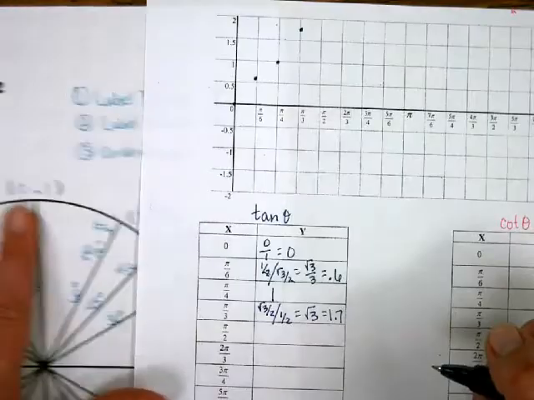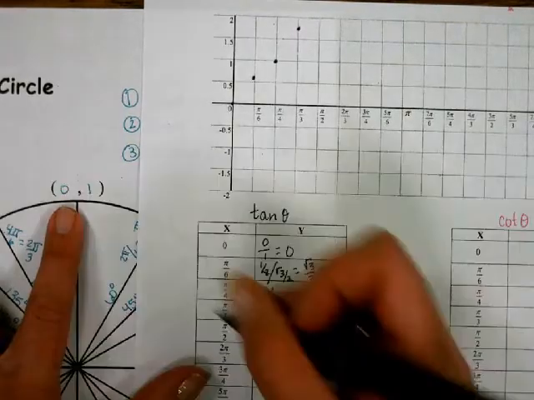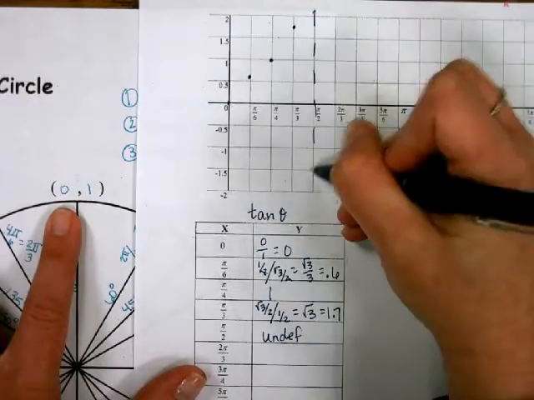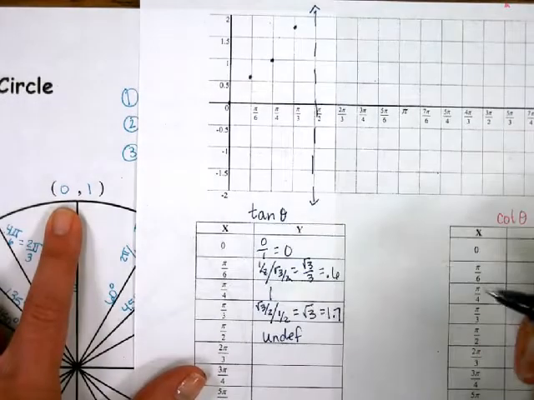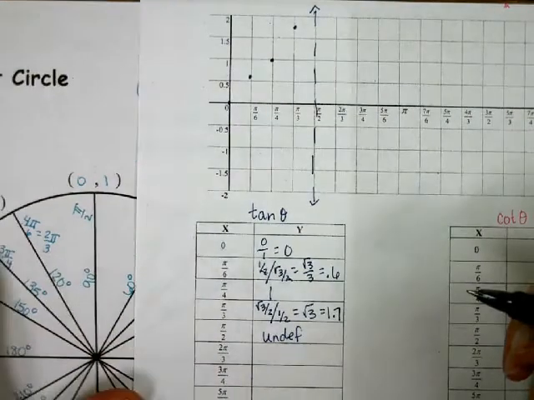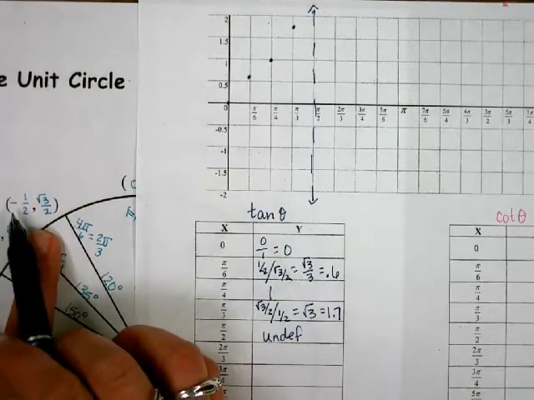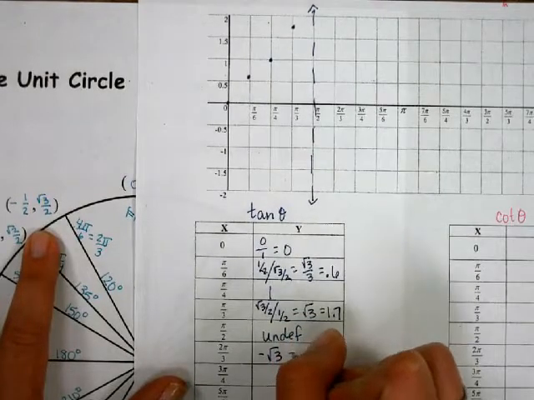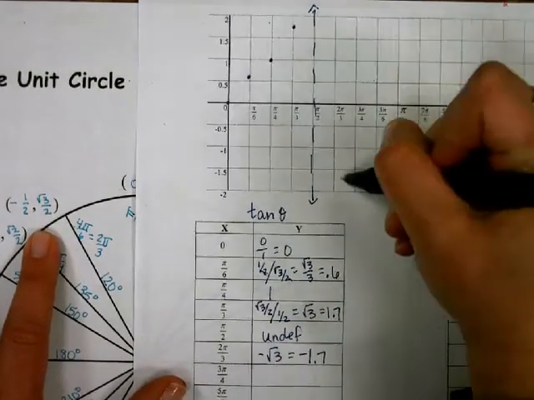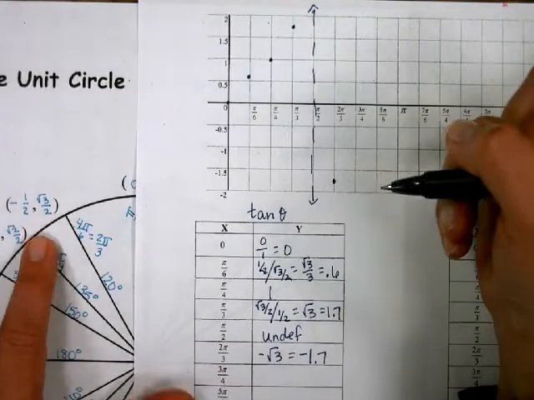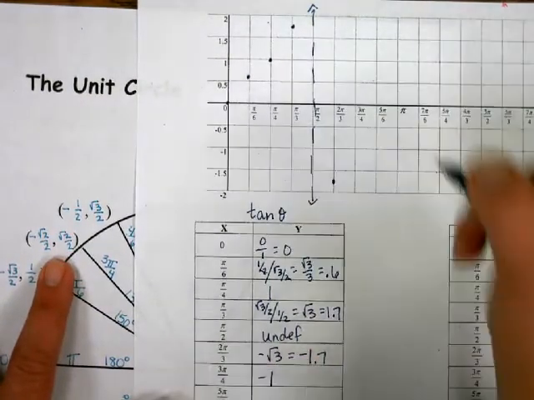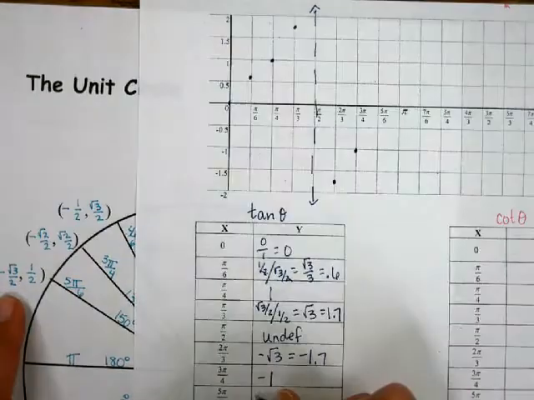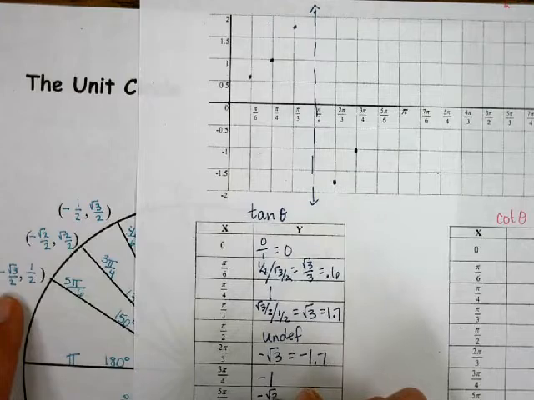Pi over 2, 1 over 0 is undefined, so I have an asymptote. 2 pi over 3, that guy over that guy, so I'm going to get a negative root 3, or a negative 1.7. Three pi over 4 is negative 1. 5 pi over 6 is negative root 3 over 3, so negative 0.6.